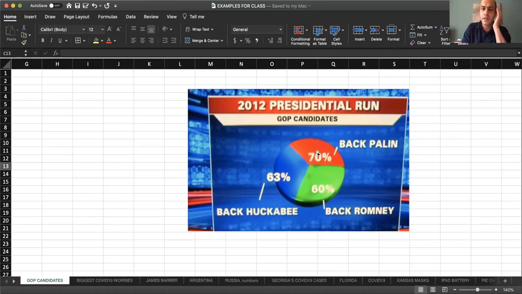Now let's look at this. Those who support Palin are 70%, who back Romney 60%, Huckabee 63%. This is already 130, 193%. What's happening here? This is a very bad pie chart. You cannot make a pie chart for this. This doesn't mean anything. Also, this is very bizarre in the sense that look at the shares. Look at the share for the 63%. In the image it looks greater than 70%. Don't you agree? So this is very bad.